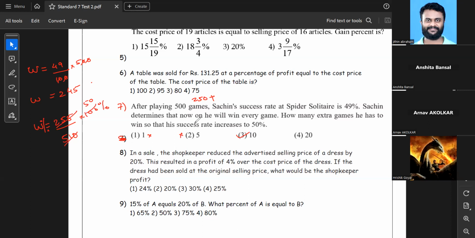Sir, how did you get this formula? The third part of the question. Winning percentage is basically the games won upon total games multiplied by 100. So the games won in this case is 245 plus 10, I'm considering, so 255, and this 510 is 500 plus 10. Okay, sir, understood. Thank you. Okay, great.